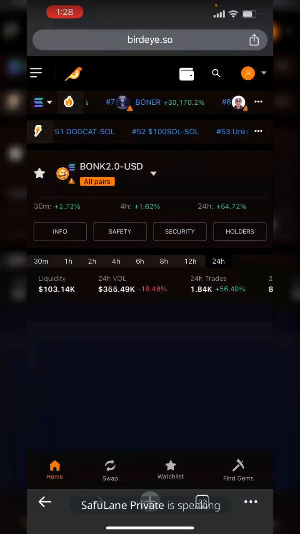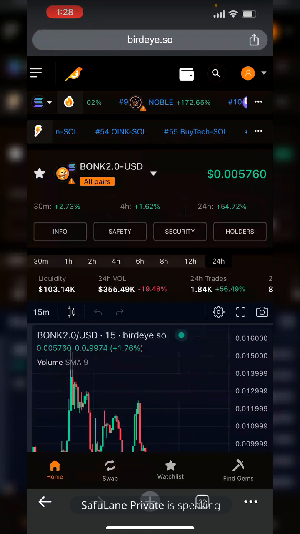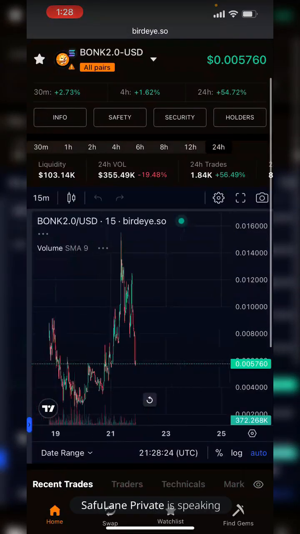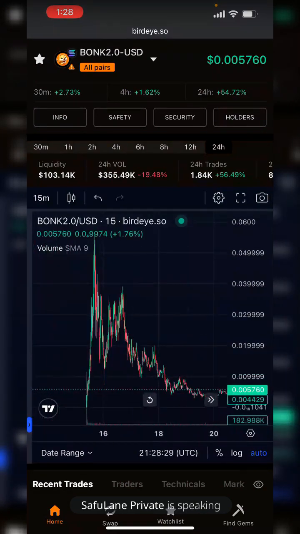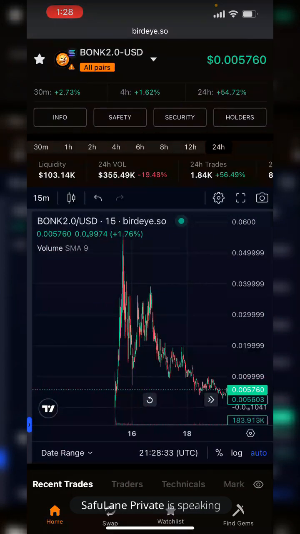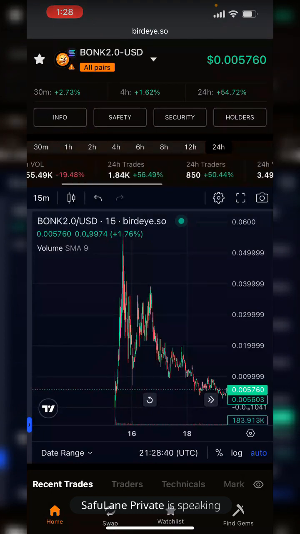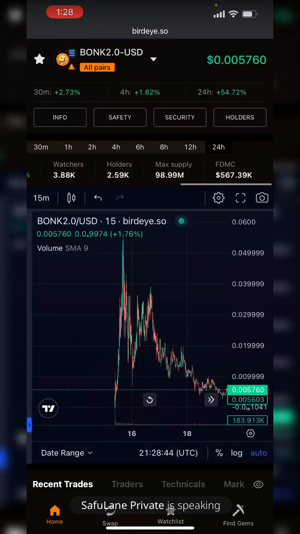So what is happening on Bonk 2.0 right now? I want to quickly navigate. It's good, everything is green, but at the same time it has really been dumped. It has really gone down. So right now, what's the liquidity? This is the liquidity. 24 hours volume is good, 355K is good, and orders, 2.5K, is good as well.